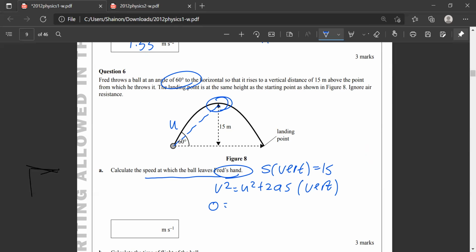Initial, we don't know, so we're just going to put U sine of 60 squared plus 2 times acceleration. I took it as 9.8, but we can just do 10. Acceleration is downwards, so minus 10 times the distance from here to here, which is 15. So then 2 times 10, 300.